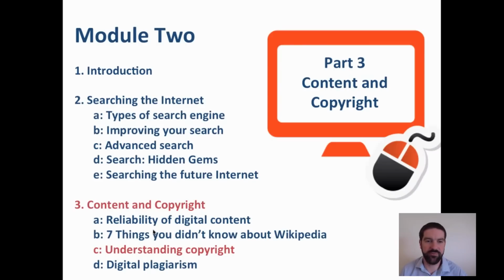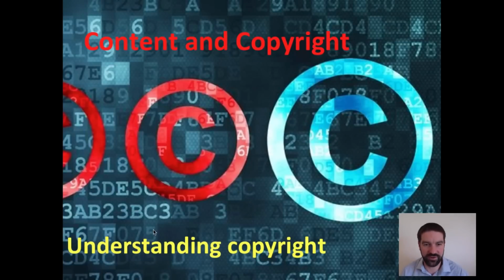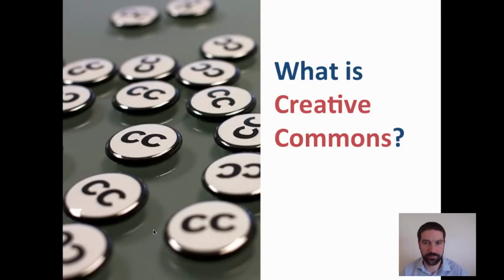We're on part 3 of Module 2 now, where we've been looking at content and copyright. The last video was about Wikipedia. Wikipedia is licensed under something called Creative Commons, and in this little video I'm going to take you through a bit of a tutorial to help you understand copyright in a little bit more detail.